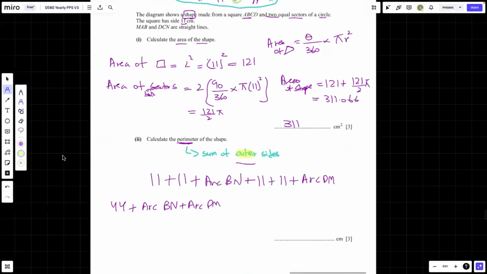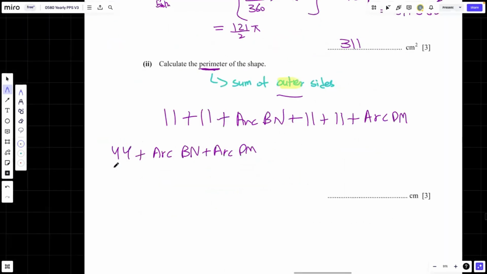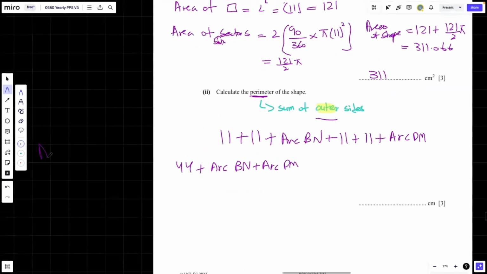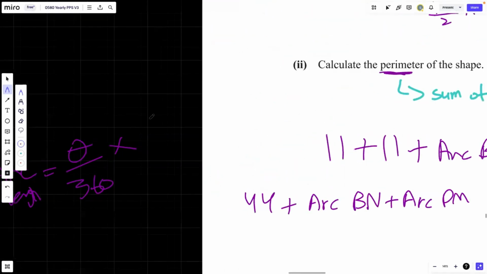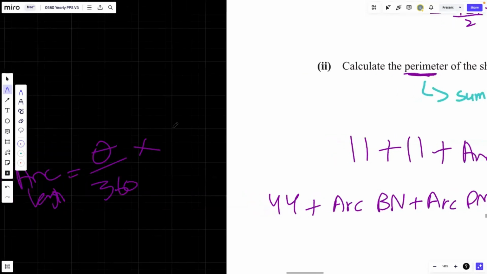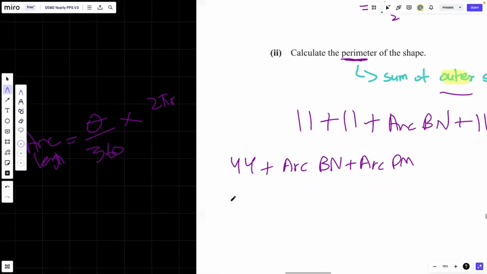Now to find them out, it's going to be the same value for both of them. But the formula that we have for arc length is theta over 360. You proportion it because the sector is just a part of a circle broken down, upon the total circumference, which is 2 pi r. So you're proportioning on that basis. So the angle we have is 90 over 360, which is 1/4 of the circle, in other words, times 2 pi r, which is 11.